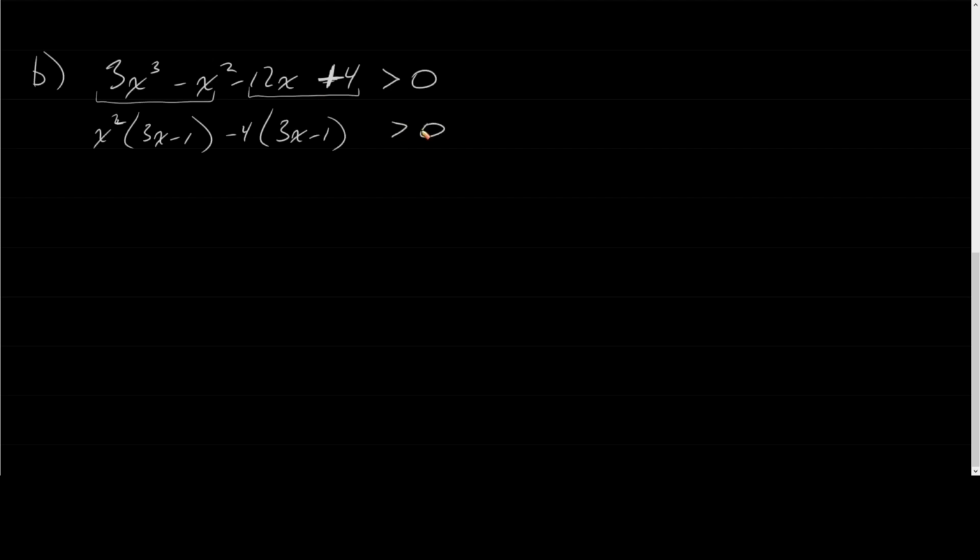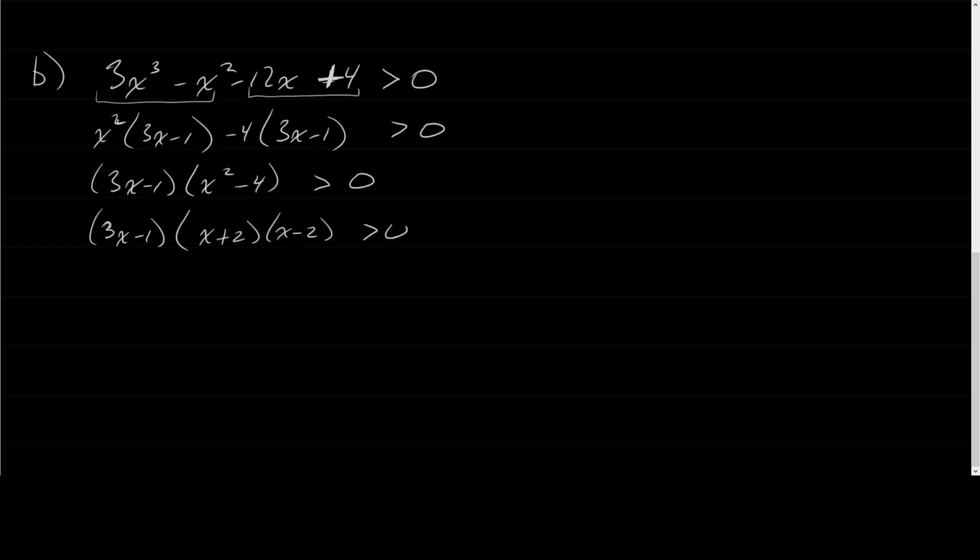And that's still greater than 0. And then I see here that we have the 3x minus 1. So we can factor out a 3x minus 1, and we're left with x squared minus 4. Right? And then the x squared minus 4, we can still factor because it's the difference of squares, and it becomes x plus 2 times x minus 2. All right, and we have that being greater than 0.